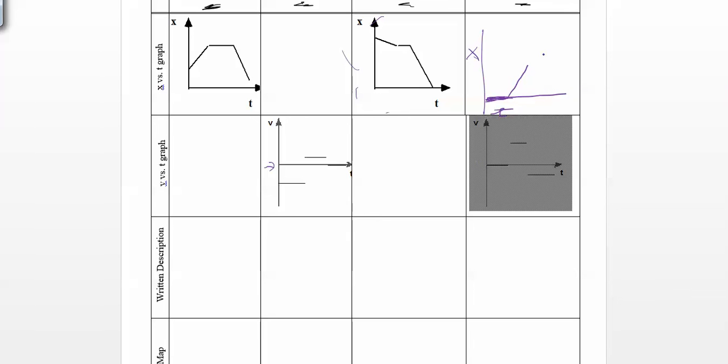And that circly thing is killing me. There it goes. So now that I have that, that's my position versus time. Well, I can go back over here, and I'm going to scroll down a little bit.